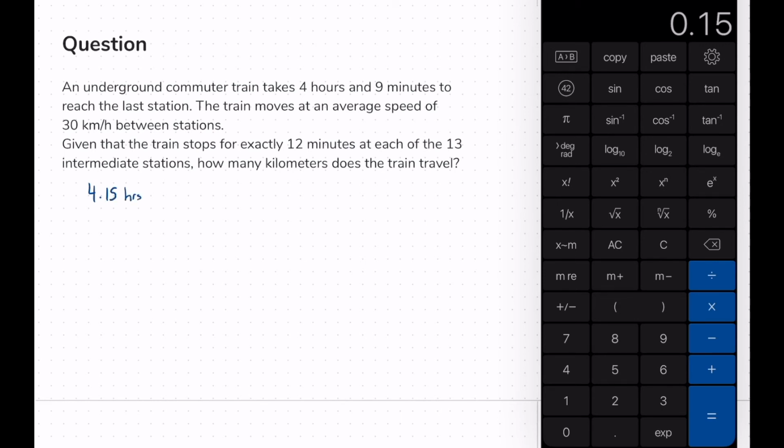But we're saying that the train stops for exactly 12 minutes at each of the 13 intermediate stations. So this is wasted time. This is time where I'm not moving at all. Okay, so this is 0 kilometers per hour. And 12 minutes is 12 divided by 60, 0.2 hours, times 13 of them. So 2.6. So 4.15 minus 2.6, this is my total moving time.